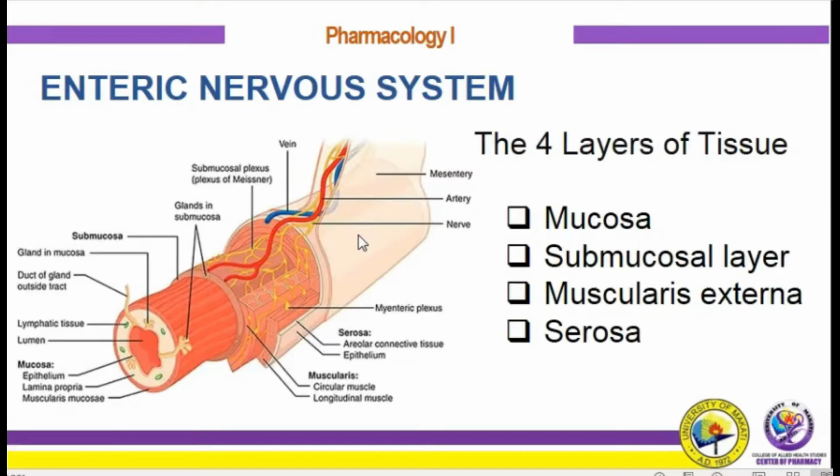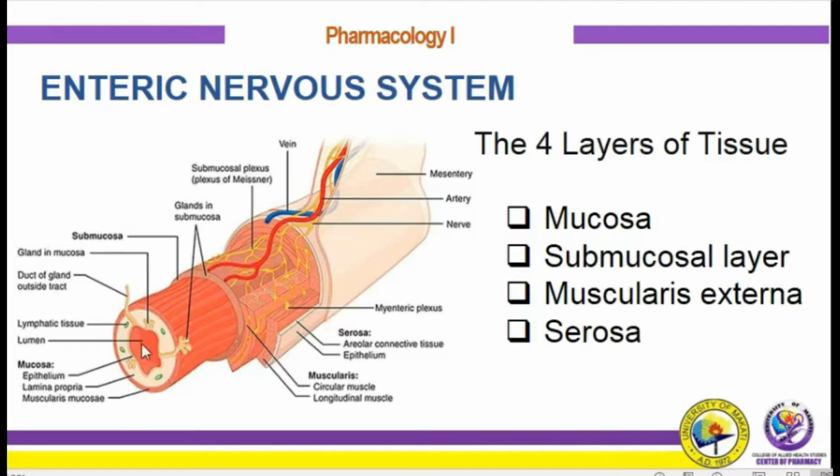So in this picture, it is a section of the small intestine, and let's see where exactly these plexuses are located in the wall of the gastrointestinal tract. So the small intestine is made up of four layers of tissues. The first one is the mucosa. So ito yung mucosa. It forms the inner layer of epithelial tissue. It is specialized for the absorption of nutrients from the chyme.